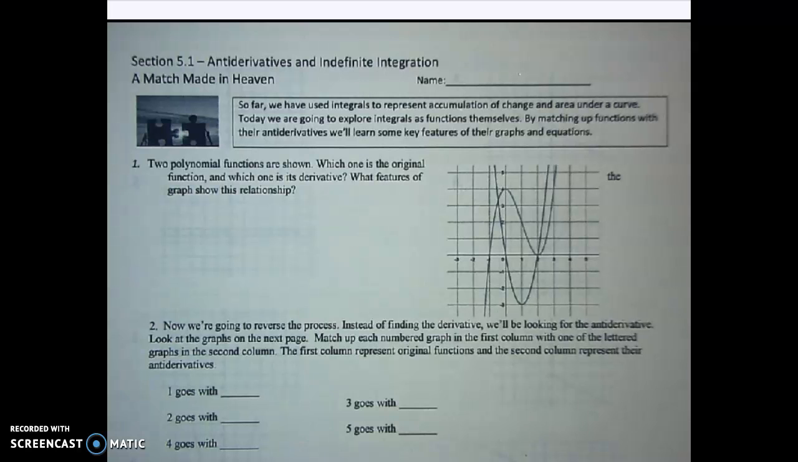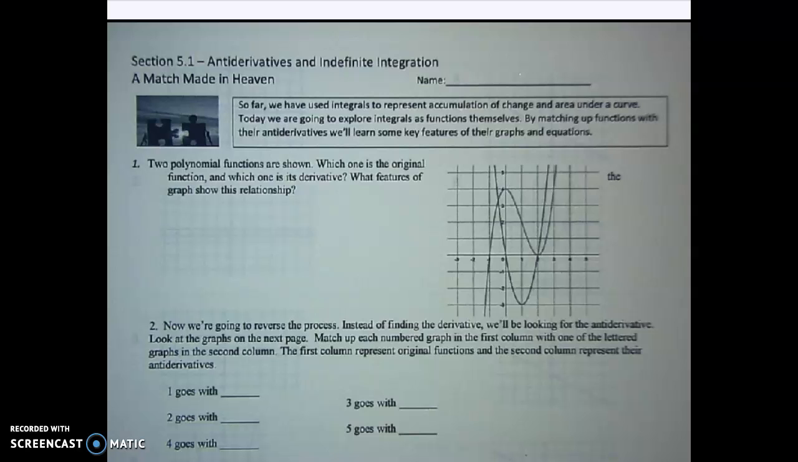Number one, let's read what we have first of all. So far we have used integrals to represent accumulation of change and area under a curve. Today we're going to explore integrals as functions themselves. By matching up functions with their antiderivatives, we'll learn some key features of their graphs and equations.